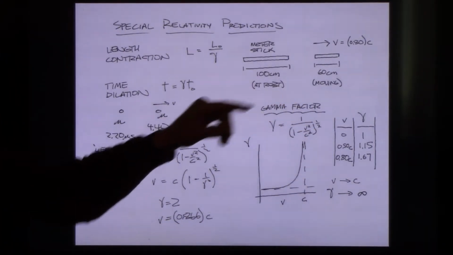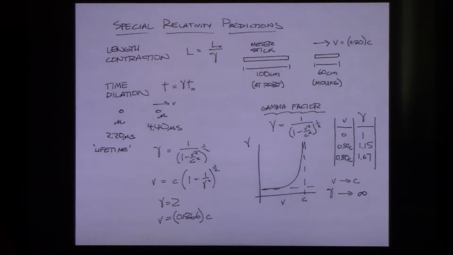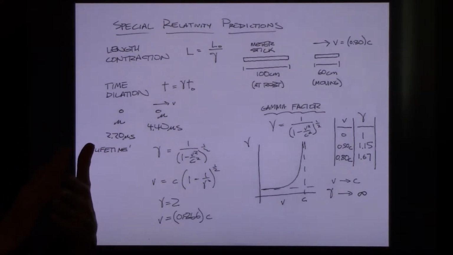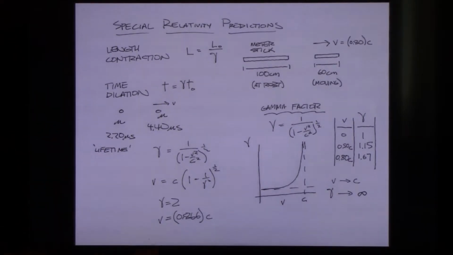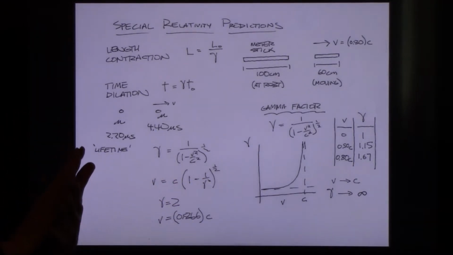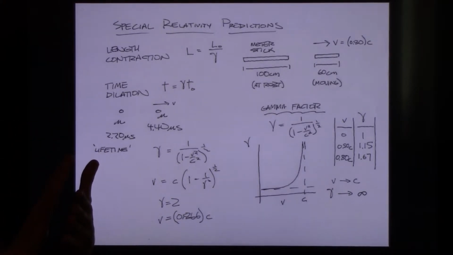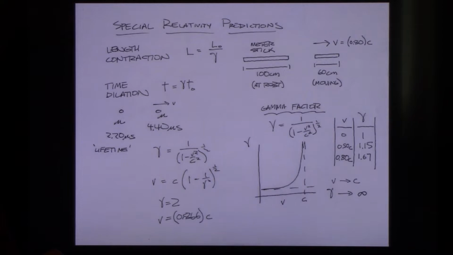So it says if I let my meter stick go faster and faster, it's going to get shorter, and there's no limit to how short it can become. As that speed approaches c, the meter stick will approach taking up no length at all in the limit as it approaches c. Kind of a remarkable prediction.